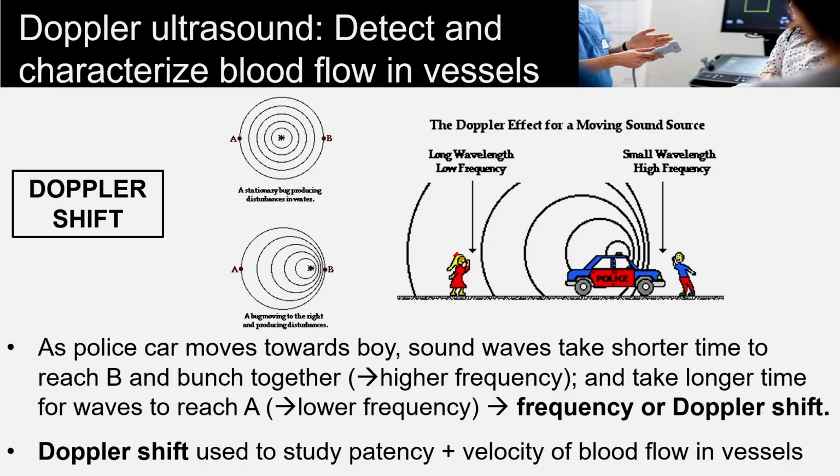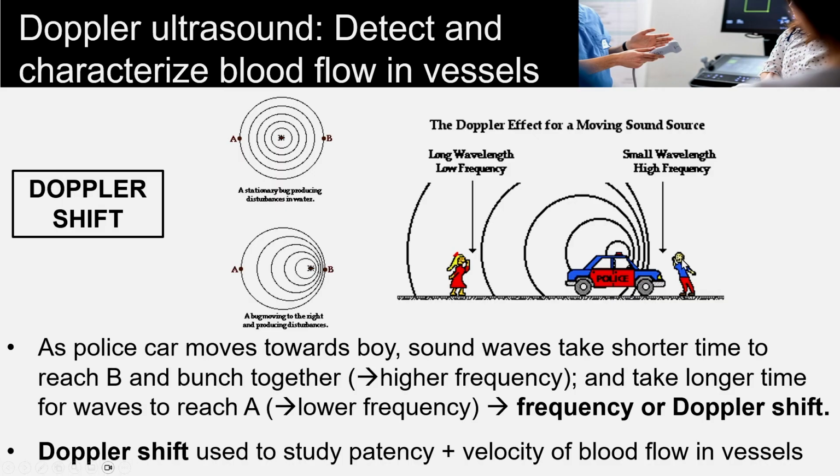Doppler is used to detect and characterize blood flow in vessels. Let me explain Doppler shift with an example. Let's say we have two people, a young lady and a gentleman, and there's a police car with the siren on going from her to him. As that police car moves towards the man, the sound waves of that siren take a shorter amount of time to reach his ear and a longer amount of time to reach her ear.